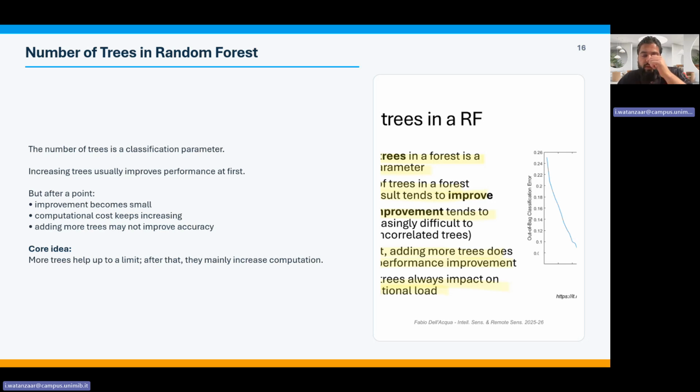That's one important point, because if you want to confirm ourselves more with multiple parameters, you can check out the classification parameters or trees. So increasing those already means increasing the computation cost. Adding more trees may not improve accuracy. Yeah, it's also obvious, because it will be decided by many trees that this pixel value is decided by this. So the voting of the majority will go to that one class. The core idea: more trees help up to a limit. After that, they mainly increase the computation. And if we are increasing the computation, it means automatically increasing the cost.